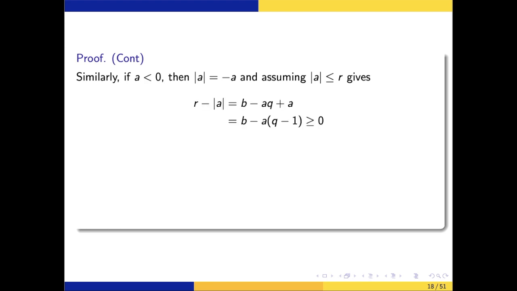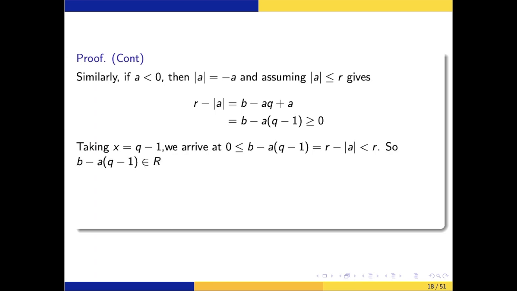We have r minus mod a, which equals b minus a cube plus a, which equals b minus a times q minus 1, which is non-negative. Again, because we assume that mod a is less than or equal to r. And if we take x equal to q minus 1 this time, we get that b minus a into q minus 1 is non-negative, and since it's equal to r minus mod a, it is strictly less than r.